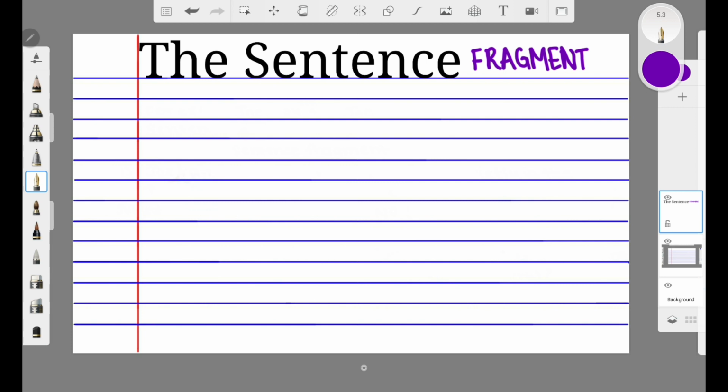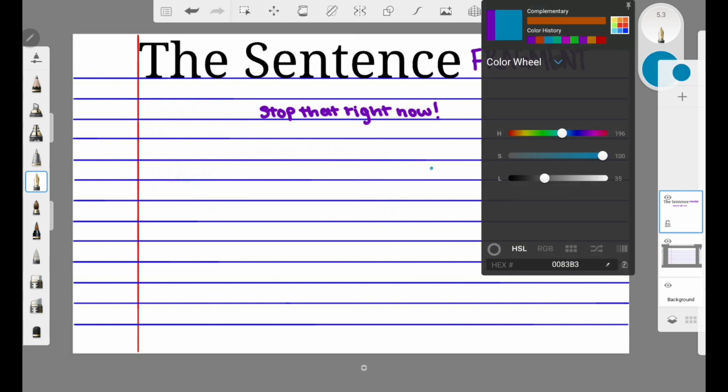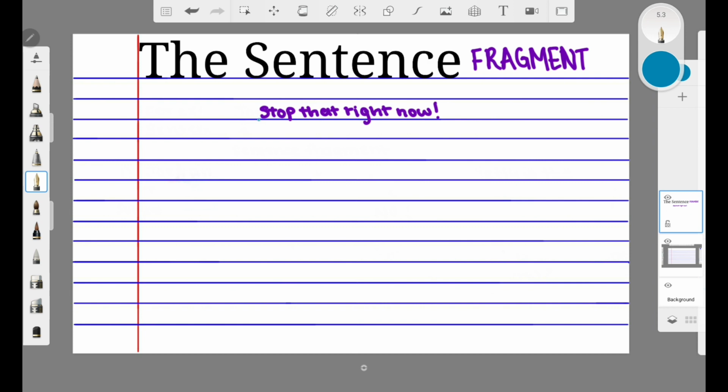But one thing to remember in fragments is that sometimes there's an understood subject. It's not said specifically. For example, if we said, "Stop that right now." Let's do the same thing where we identify the subject and the verb. The verb is stop.